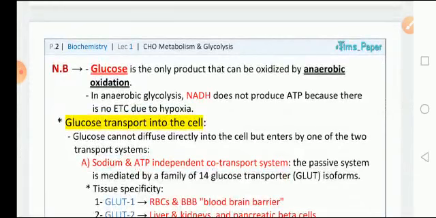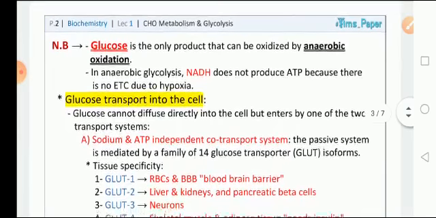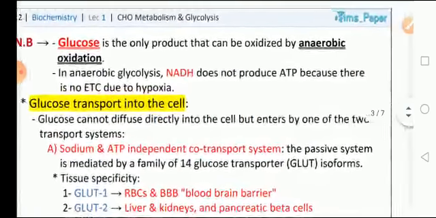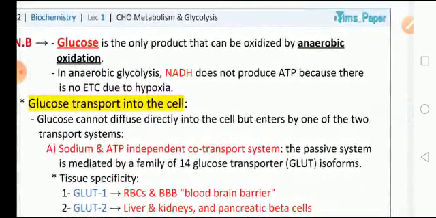Glucose is the only carbohydrate that can be oxidized by the anaerobic pathway. So, no other carbohydrate can be oxidized by the anaerobic pathway. In anaerobic glycolysis, the NADH does not produce ATP because there is no ETC due to hypoxia or due to the absence of mitochondria in case of the RBC.